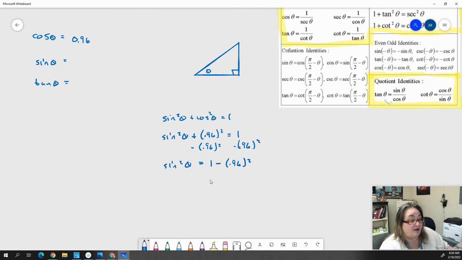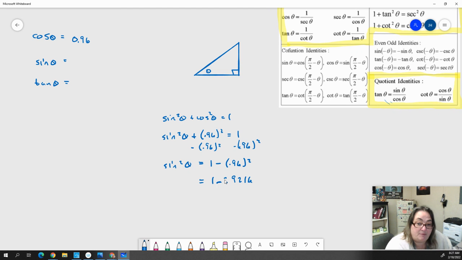Now, I don't for the life of me know what 0.96 squared is, but I have a calculator. I haven't solved this problem out yet. So if I go 0.96 squared, I get 0.9216. So I wind up with 1 minus 0.9216.